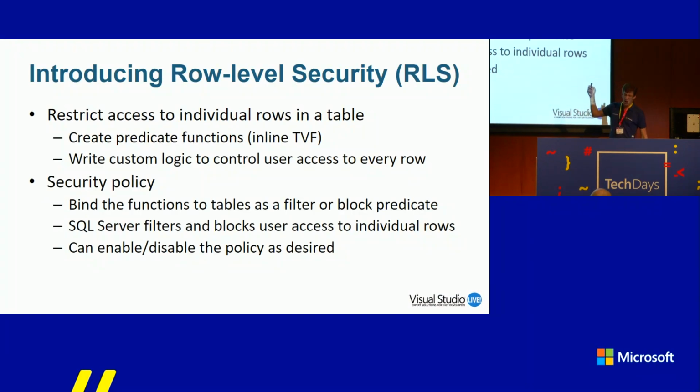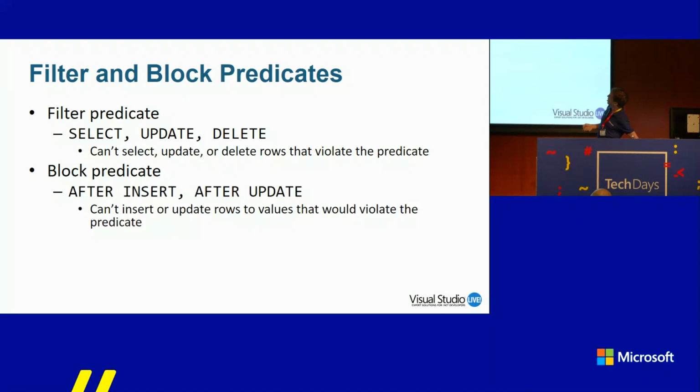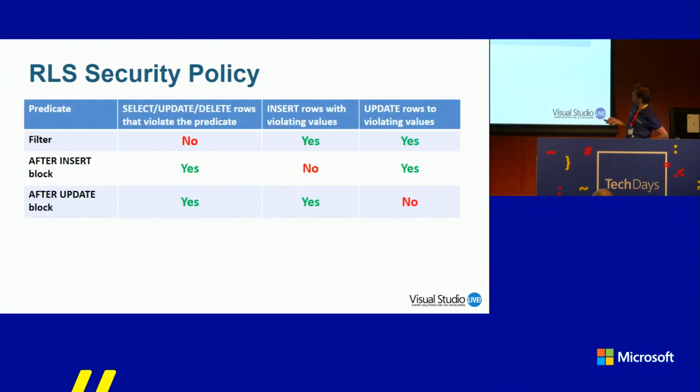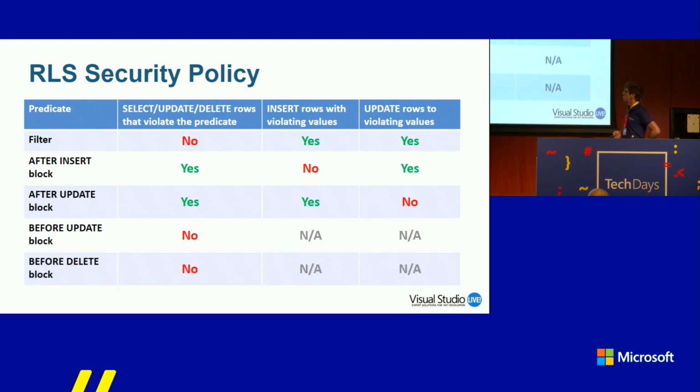We talked about RLS, how you need to create an inline TVF, and then you can write your custom logic to give access, and then you bind the function to tables using predicates by creating a security policy, the different types of predicates, the different ways you can mix and match these. Of course, the most restrictive case being combining all 3 like we just saw, but you don't have to. These 2 in case you don't also have a filter predicate.